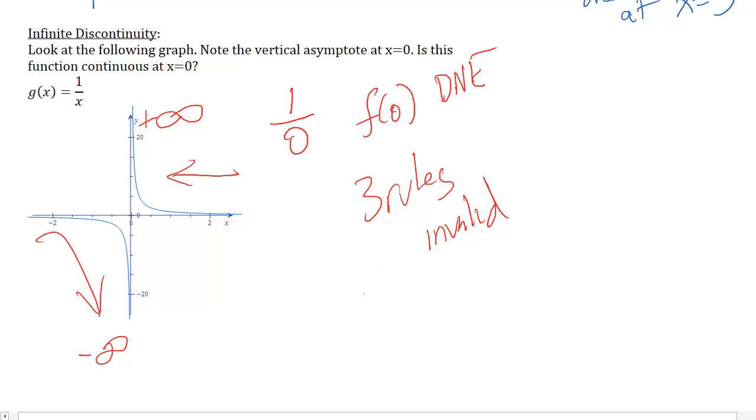Alright, that wraps up this lesson. Join me in the next lesson. We're going to finally get on to derivatives. Fun stuff.